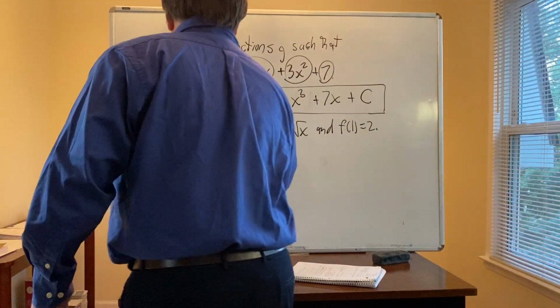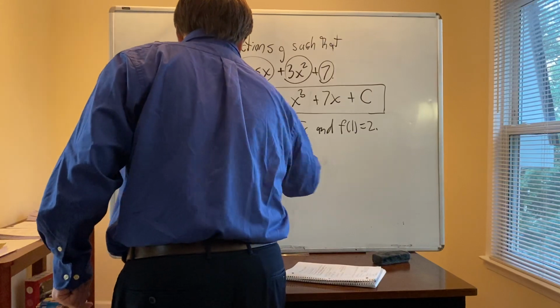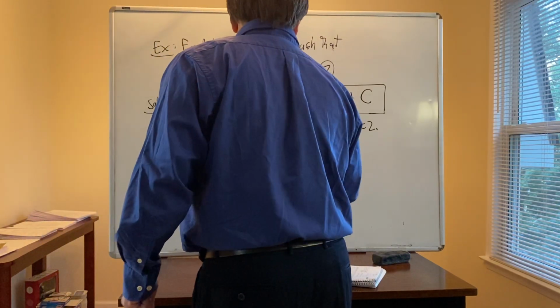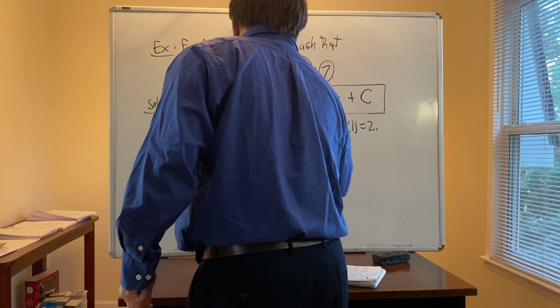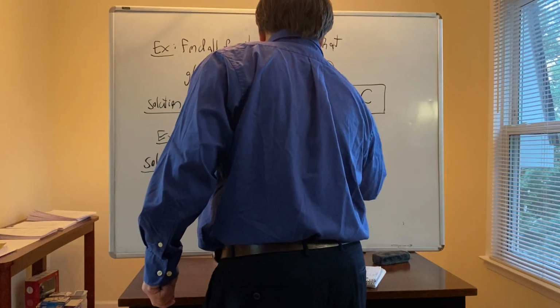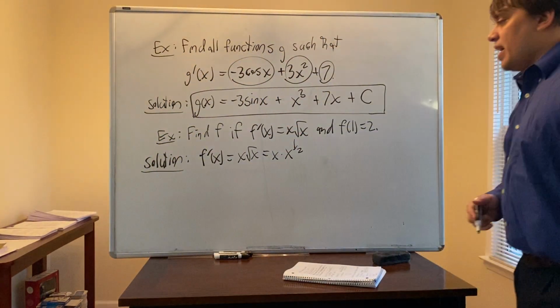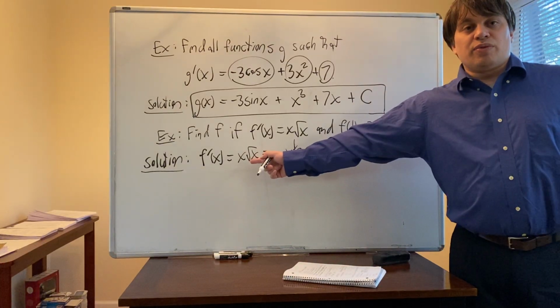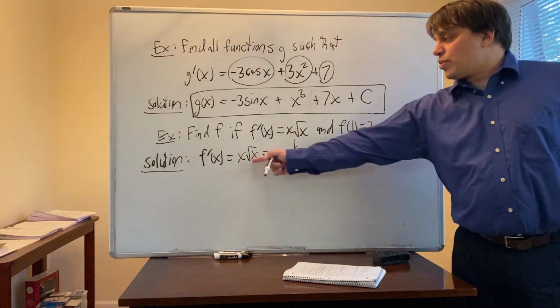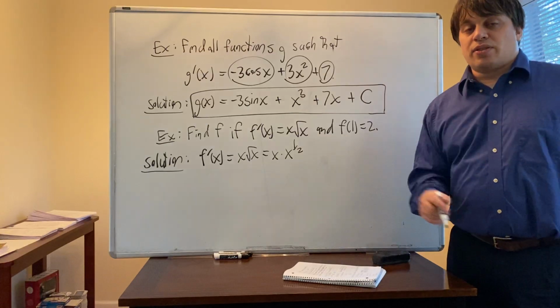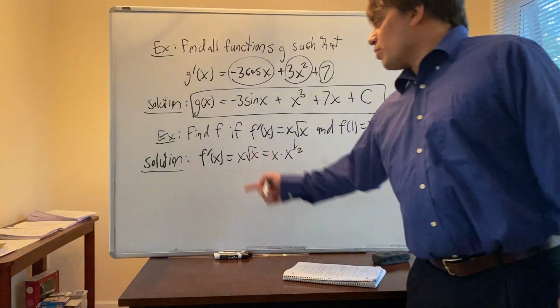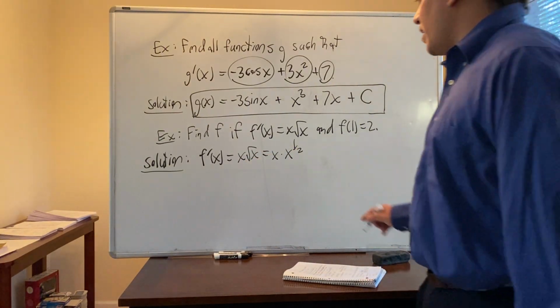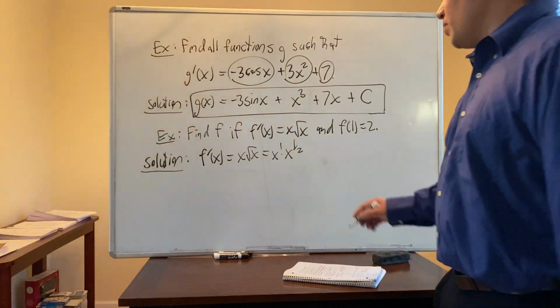Okay, so let's first find the most general antiderivative of f prime of x equals x square root of x. To do that, I'm going to express f prime of x equals x times the square root of x as x times x to the 1/2. The square root of x is written in root form. I'm going to express it instead in exponential form. And so the square root of x in exponential form is x to the 1/2. So x times the square root of x is x times x to the 1/2.